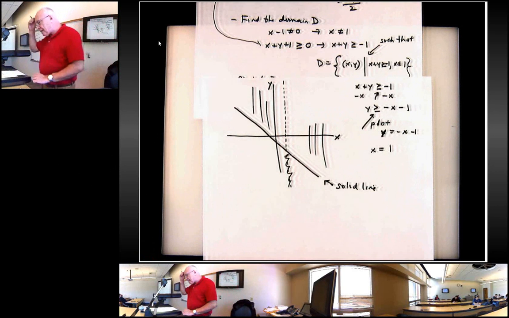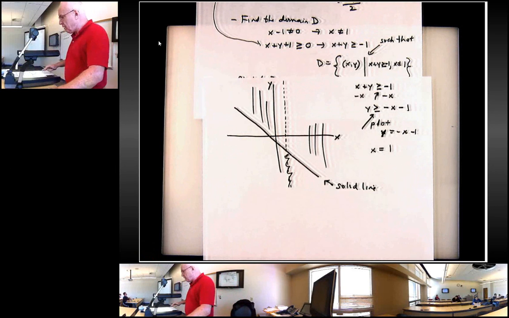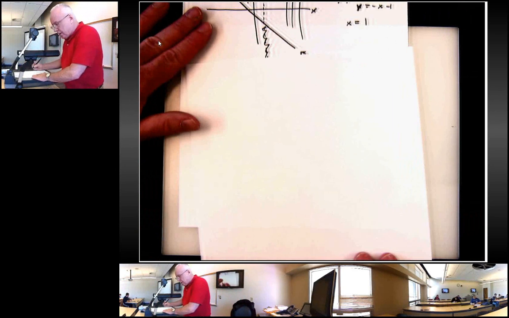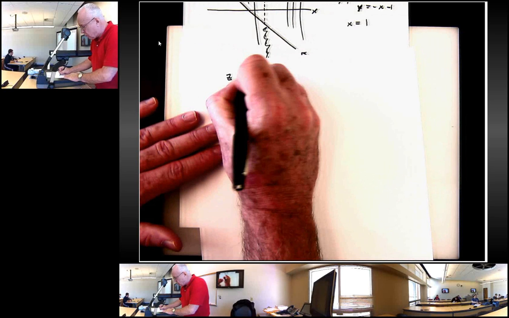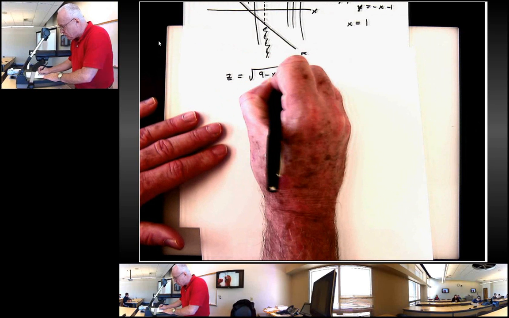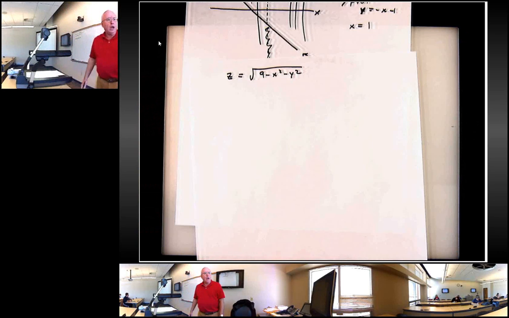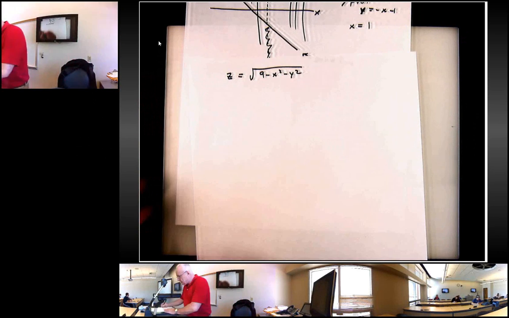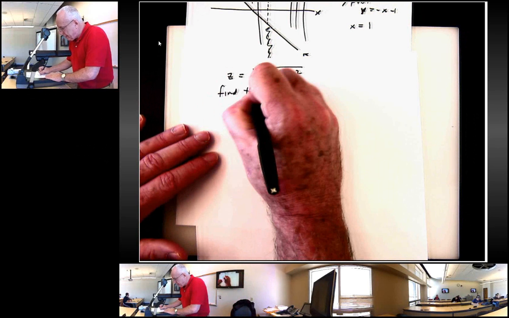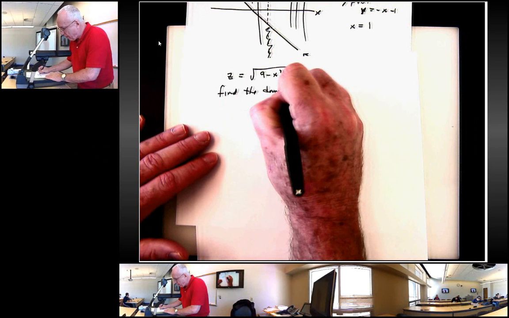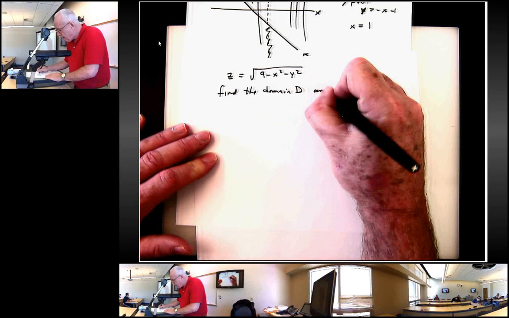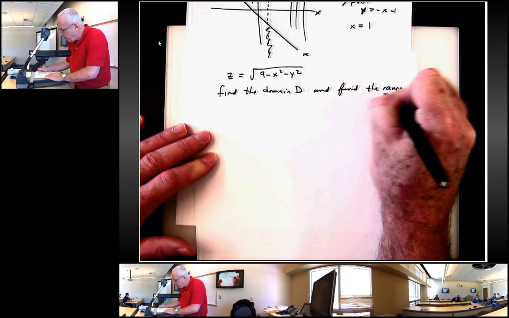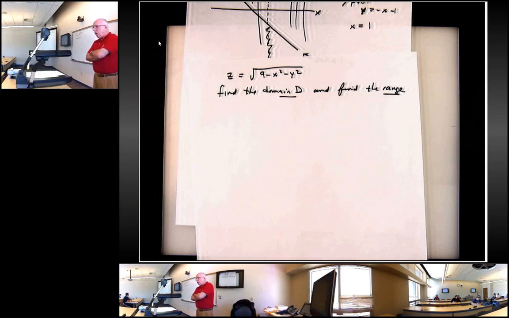Okay, that's our first example here. Let's look at another one. Let's say we're given z equals the square root of 9 minus x squared minus y squared. Now I'm using z rather than f(x,y), and we're asked to find the domain D. And let's also find the range. So two things.